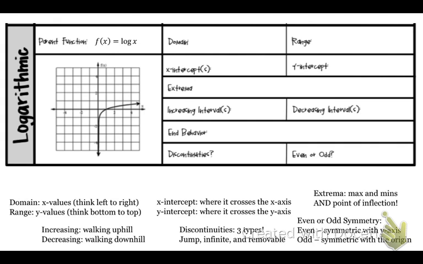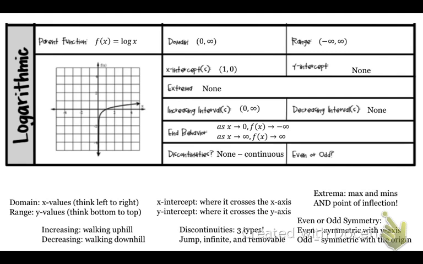Logarithmic, so f of x equals log of x. We're going to get more into these graphs later. That's 0 to infinity, negative infinity to infinity for the range. X-intercept is 1, 0. Y-intercept, there isn't one. There's no extrema. This is increasing from 0 to infinity. It's never decreasing. The end behavior here: the left side of that is only going to 0. So as x goes to 0, f of x goes to negative infinity. As x goes to infinity, f of x goes to infinity. This is continuous, and it's not even or odd.